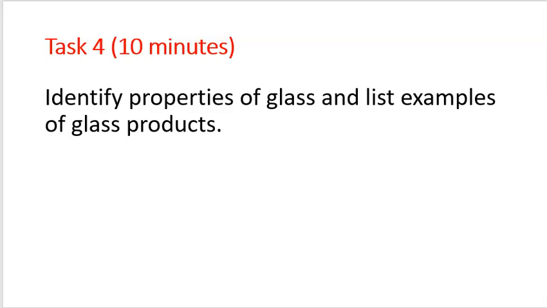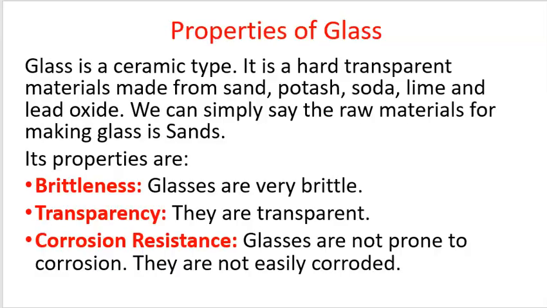Identify properties of glass and list examples of glass products. So we are done with properties of ceramics, and let's quickly move to properties of glass because of time. Glass is a ceramic type. It is a hard transparent material made from sand, potash, soda, lime, and lead oxide. So glass is made up of sand, but that sand is not like the natural sand. It is in the form of silica.